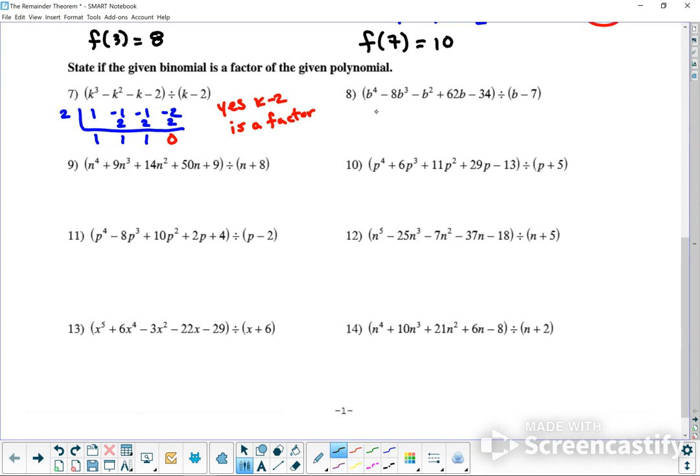Okay, next one we have 1, negative 8, negative 1, 62, negative 34. We're going to go ahead and do synthetic division with b minus 7, which means that b is actually equal to positive 7. So 1, multiply, you're going to get 7. Add it, you're going to get negative 1. Multiply, you're going to get negative 7. Add it, you're going to get negative 8. Multiply, you're going to get negative 7 times 8 is what, 56?